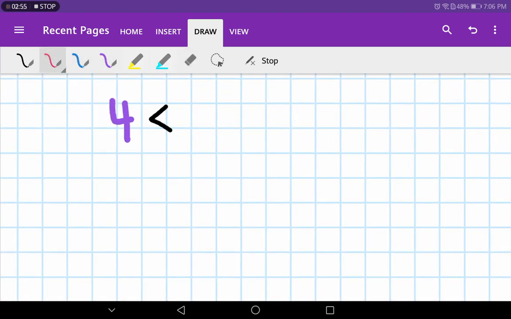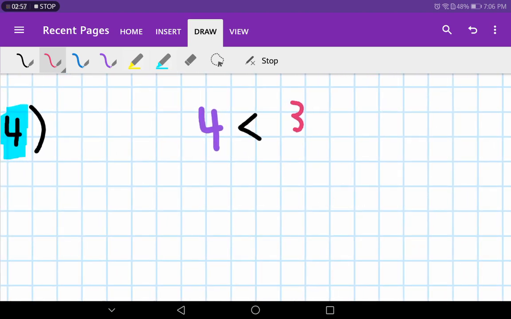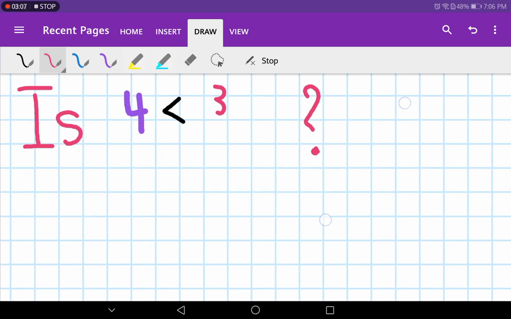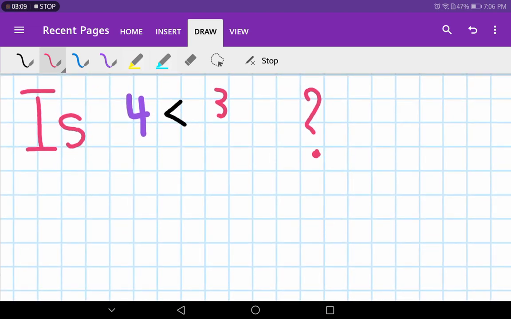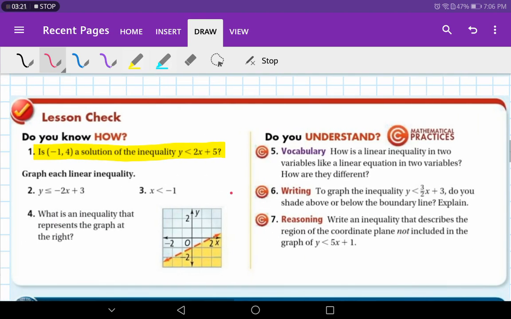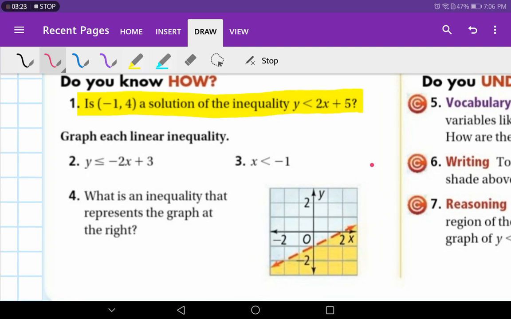Great. Now we put here: is the 4 less than 3, correct or false? The answer is no, so this statement is not correct. So go back here and tell them this ordered pair is not one of the solutions for this inequality. Okay, boys?